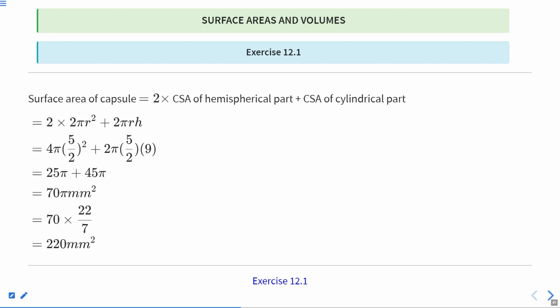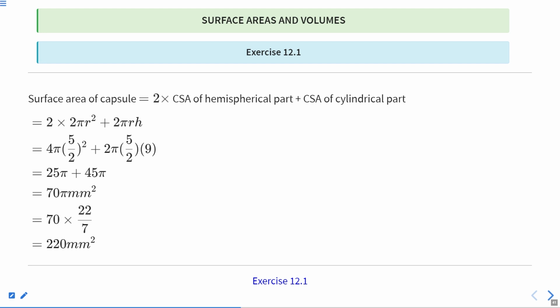Now we put the values of the curved surface area of the hemispherical part and the curved surface area of the cylindrical part in this formula, then we get 2 times 2 pi r square plus 2 pi r h. So this is equal to 4 pi times 5 by 2 whole square plus 2 pi into 5 by 2 times 9, and this is equal to 25 pi plus 45 pi, and this is equal to 70 pi millimeter square. And this is equal to 70 into 22 by 7, that is equal to 10 into 22, that is equal to 220 millimeter square.